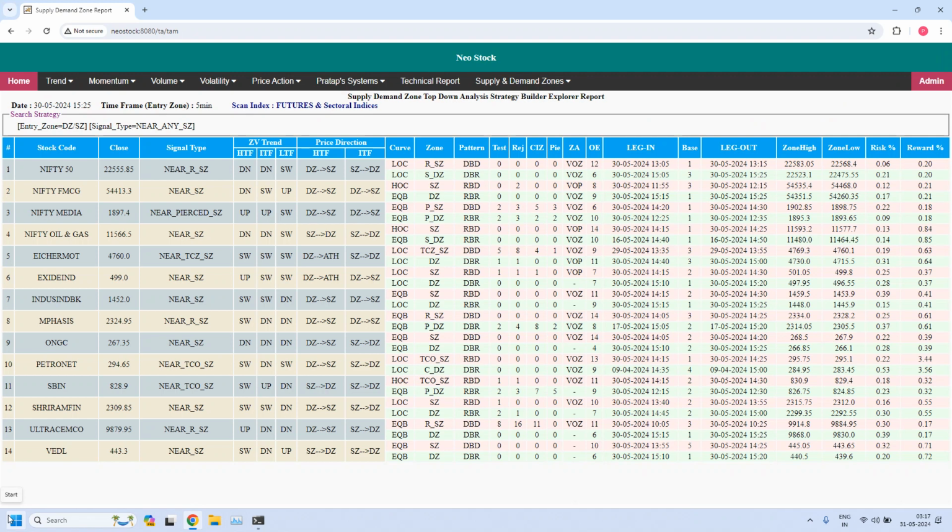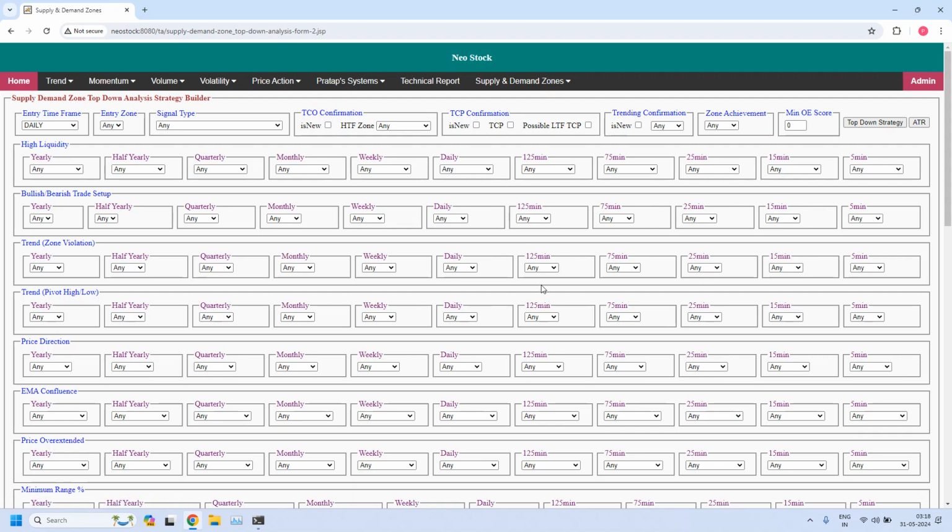So this is about stocks near demand and supply zones, and we also identified daily and 75 minutes high liquidity zones. Now in the next report, let us generate bullish trade setups and bearish trade setups for different income trades. The first income trade we will select is the monthly income trade. For monthly income trade, entry time frame is daily, entry zone is demand zone, and for the bullish or bearish trade setup, because entry time frame is daily, you need to select bullish.